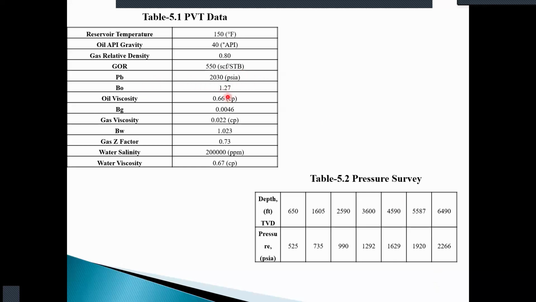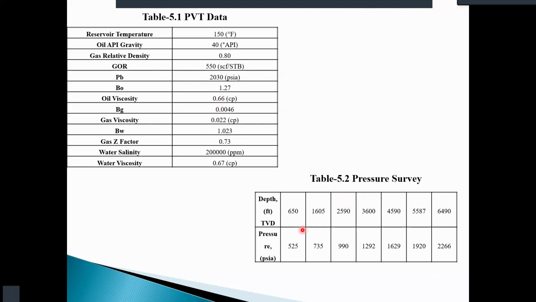So BO is 1.27, viscosity of oil is 0.66, BG is 0.0046 at initial pressure, viscosity of gas is 1.023, and Z factor is 0.73, and salinity of water is 2 lakh ppm. It is more because it is producing water, and viscosity is 0.67. So the reservoir is unsaturated because P is more than PB.